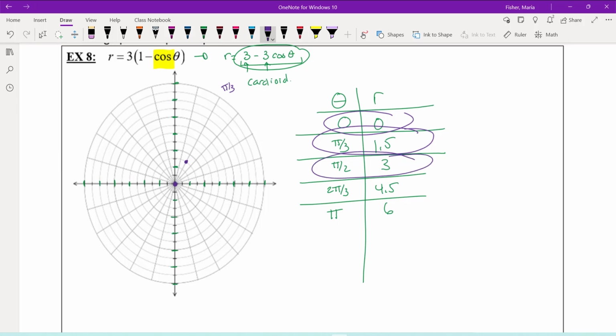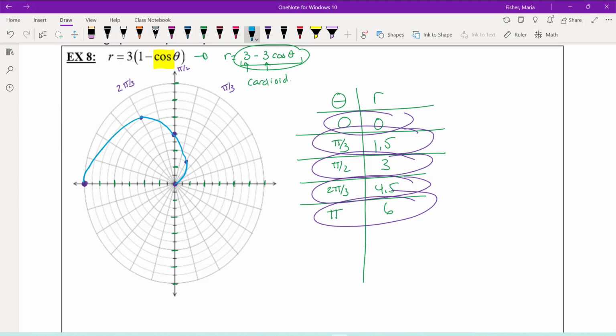The point 3, pi over 2, go to an angle of pi over 2 and go 3 units away from the pole. 4.5, 2 pi over 3, go to an angle of 2 pi over 3, and then move 4.5 units away from the pole. And finally, 6, pi, go to an angle of pi, and move 6 units away from the pole. If I were to connect those dots, I'd have half of my cardioid. I'm missing the other half.